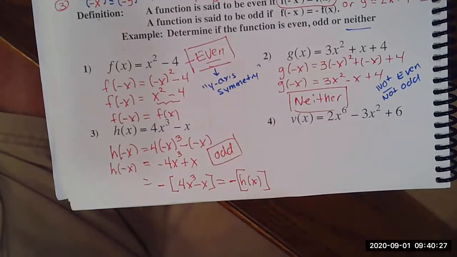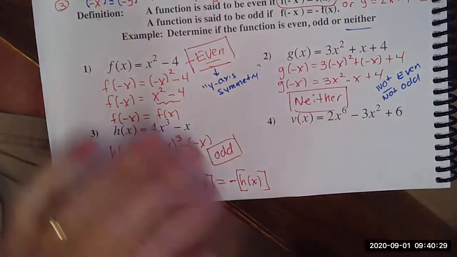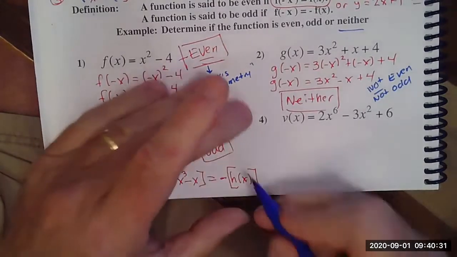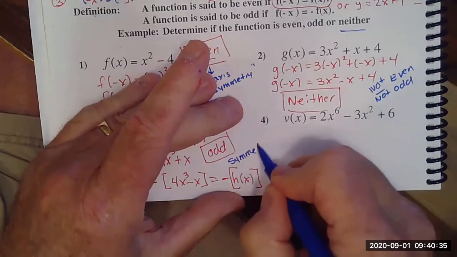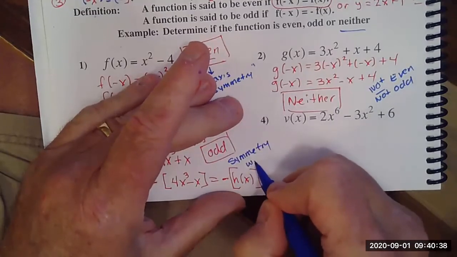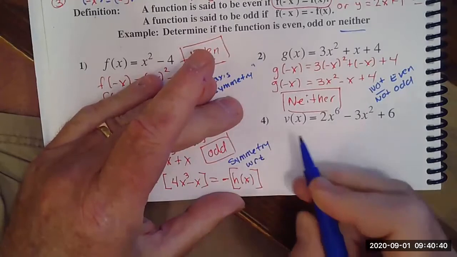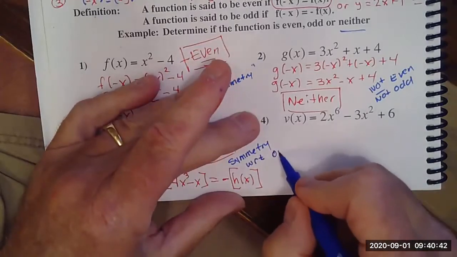Now, if it's odd, it turns out to have symmetry with respect to the origin. So, with respect to, WRT, with respect to origin.